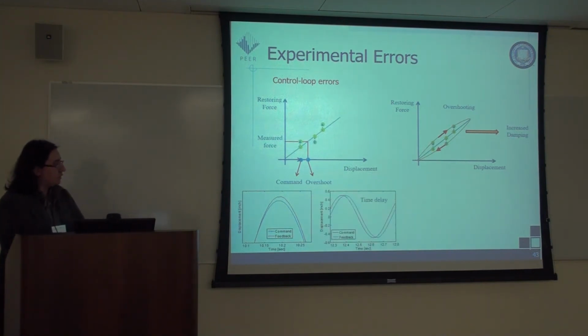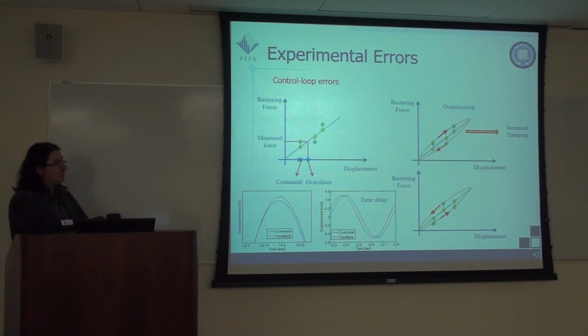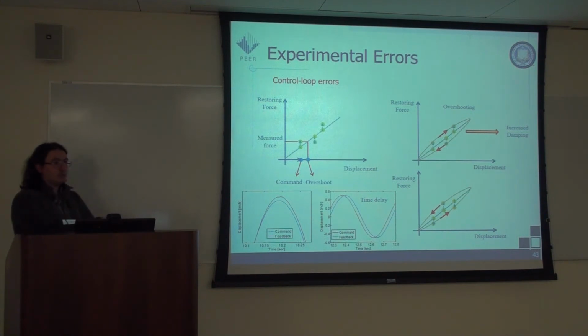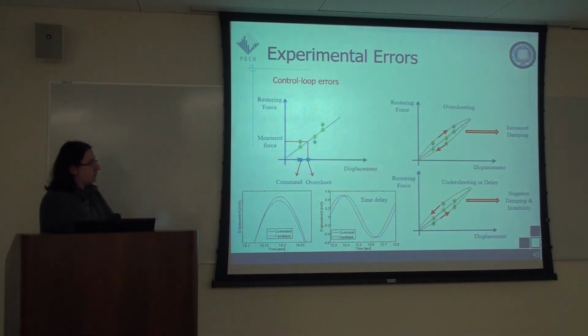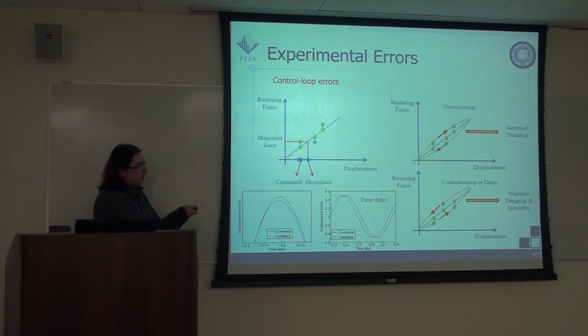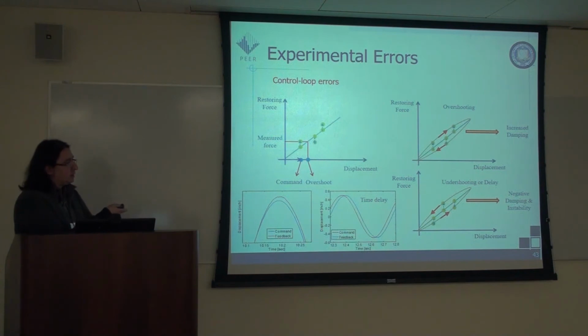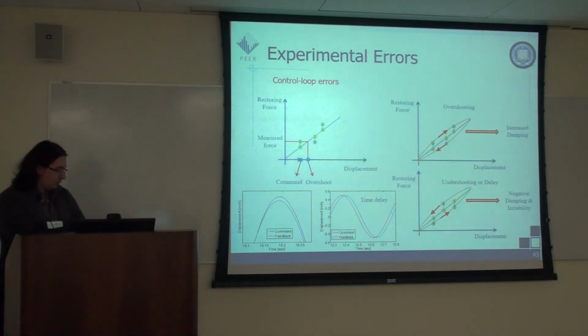On the other side, time delay results in the same situation, but in this case, the direction of the loop is reversed, and that makes it more dangerous because the area under this curve is a negative area, so it corresponds to negative damping. You add energy to the system, and this can lead to instability.